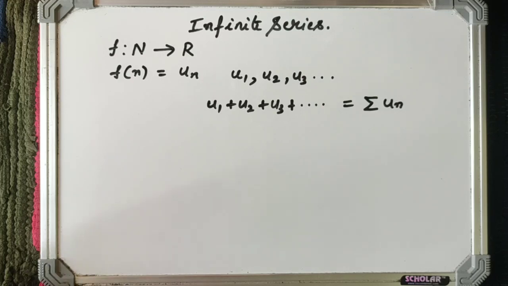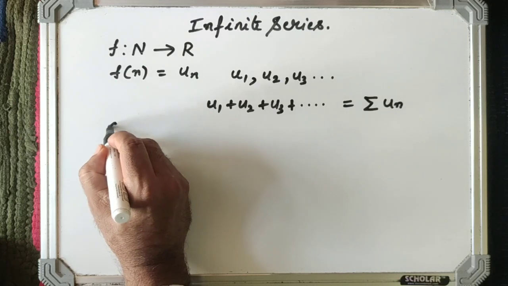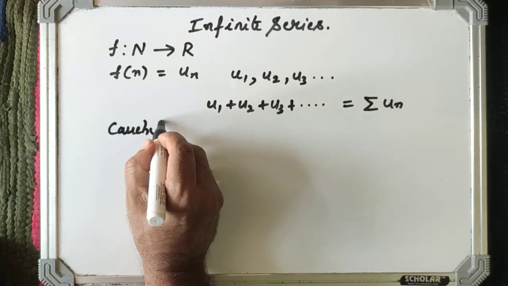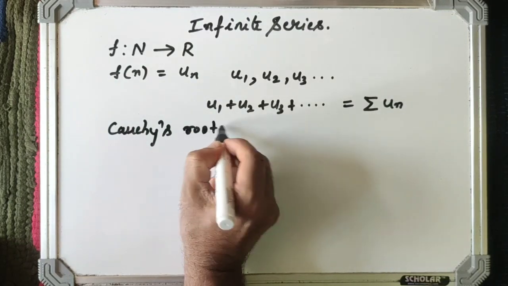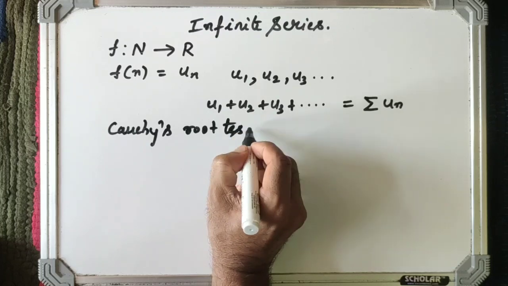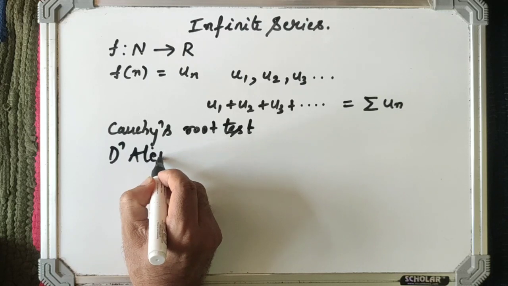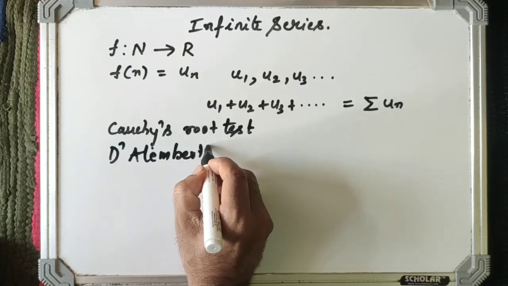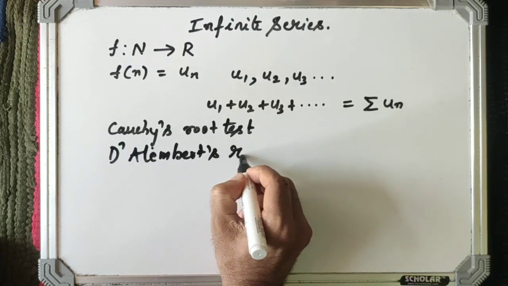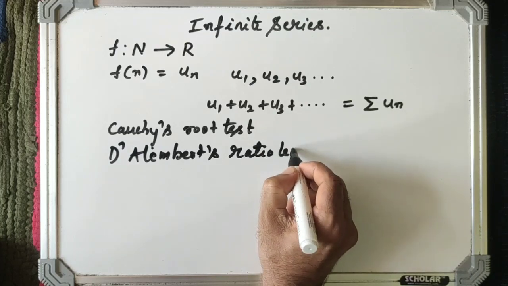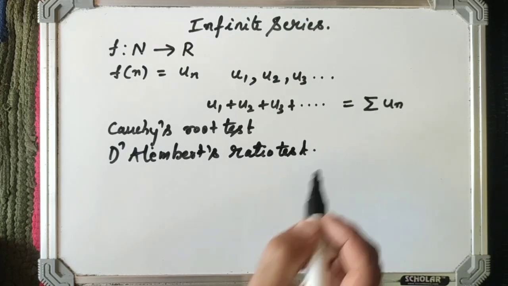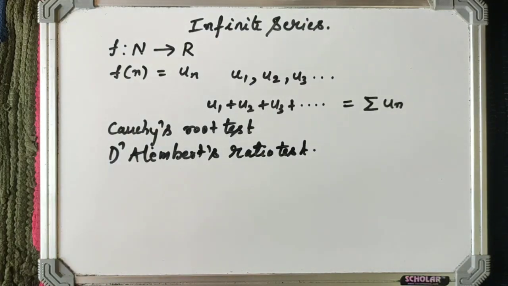The first one is Cauchy's root test, and the second one is D'Alembert's ratio test. So these are the two tests we need to carry out to test the nature of the series.